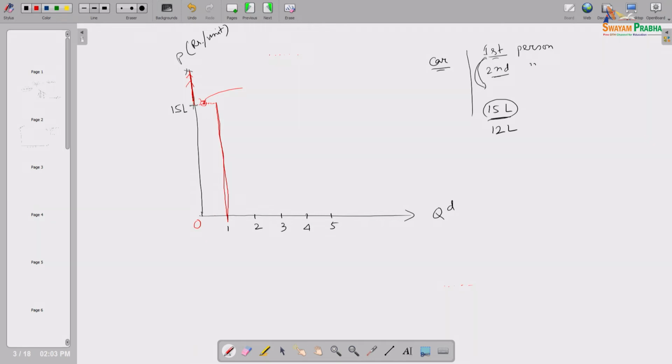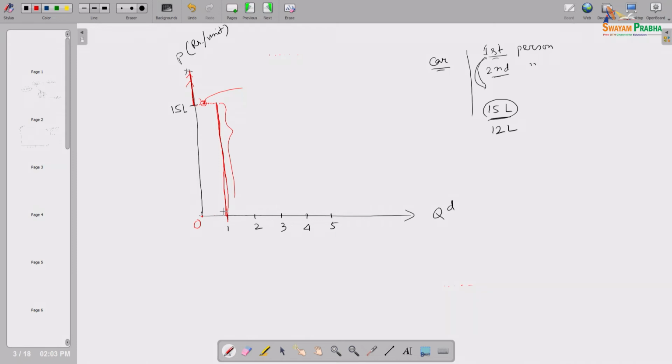His maximum willingness to pay is 15 lakh. So, for a price between 0 and 15 lakh, his demand for that car will be only 1, because everybody wants to purchase only 1. So, this vertical line, this red color, is a continuous line. Now, suppose I want to draw the second person's demand curve here.